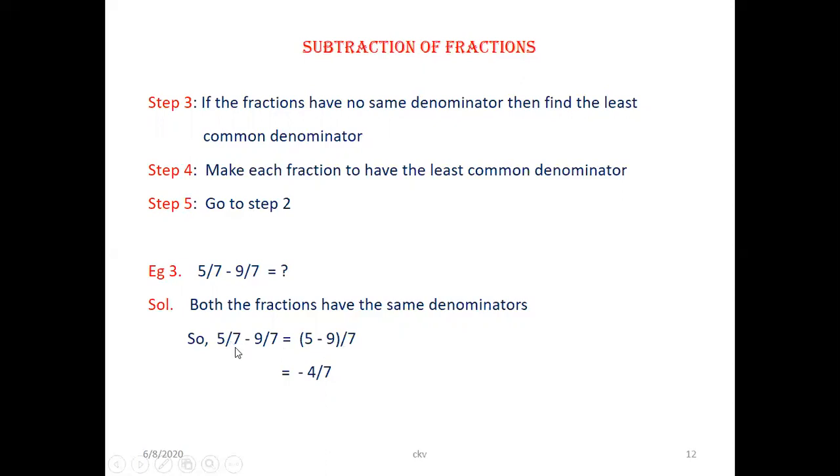Now you are doing the subtraction, the difference of two fractions, so you have to put a minus here. So 5 minus 9 is minus 4. So the difference of these two fractions is minus 4 by 7. And this is the case when both the fractions have the same denominator.